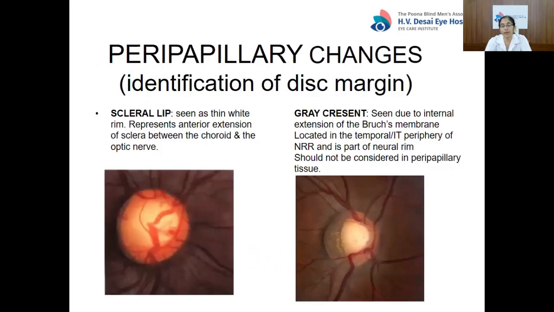Peripapillary changes are frequently associated with glaucomatous optic atrophy, but can also be seen in myopia and old age. It is important to identify the disc margin when looking at the peripapillary changes. The scleral lip is the border of the disc. The gray crescent is part of the inferior or inferotemporal neuroretinal rim. This should not be mistaken for peripapillary atrophy.